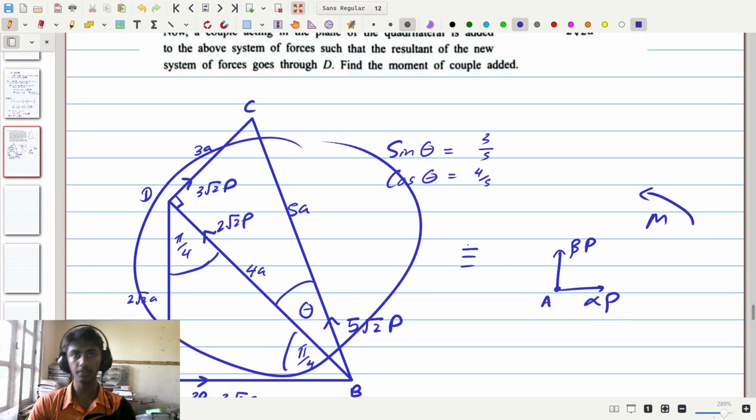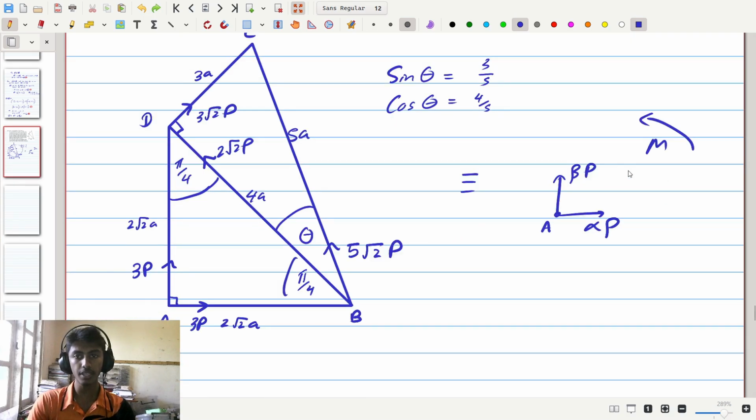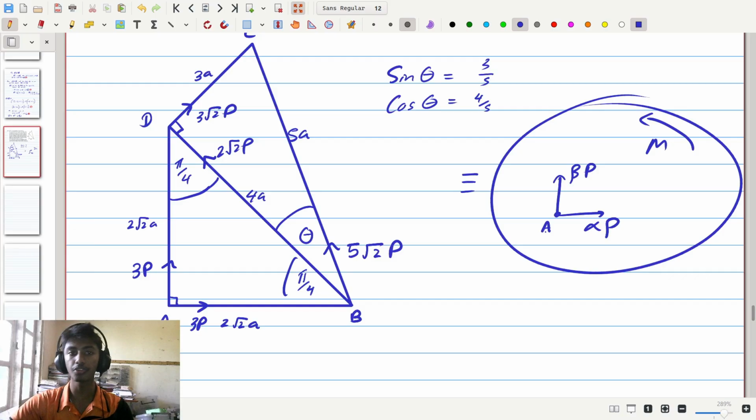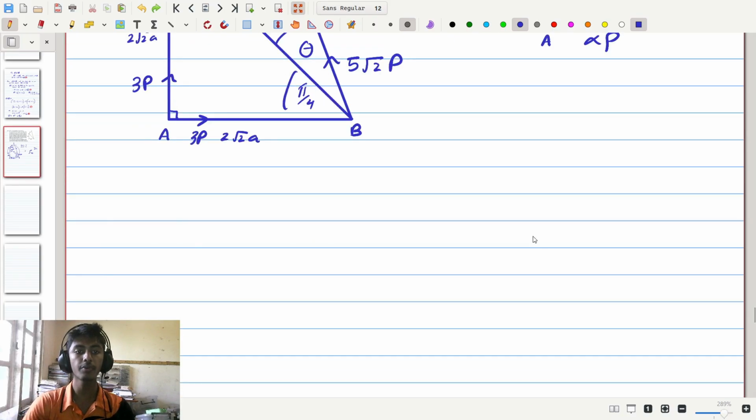Now, given that, we can form some equations that we can use in order to find what beta p, alpha p, and m are. The equations we can form here are the fact that if you take the moments at any particular point, or you resolve in, let's say, the rightward direction or the upward direction, you're going to get the same values in this system of forces and this system of forces. So using that, if we start resolving in the horizontal direction, we'll get one equation, and if we do it in the vertical direction, we'll get another equation.